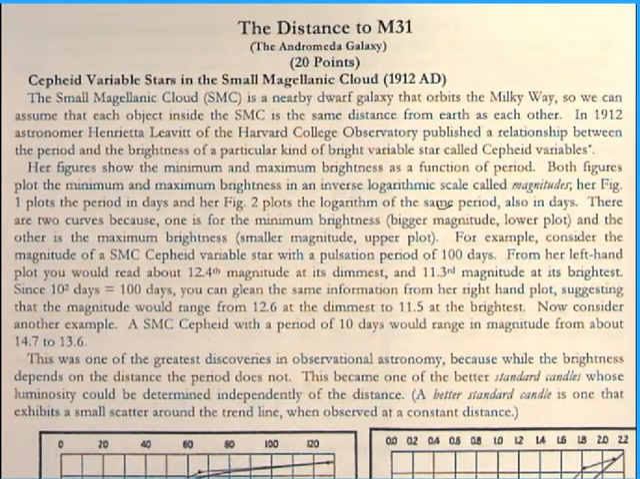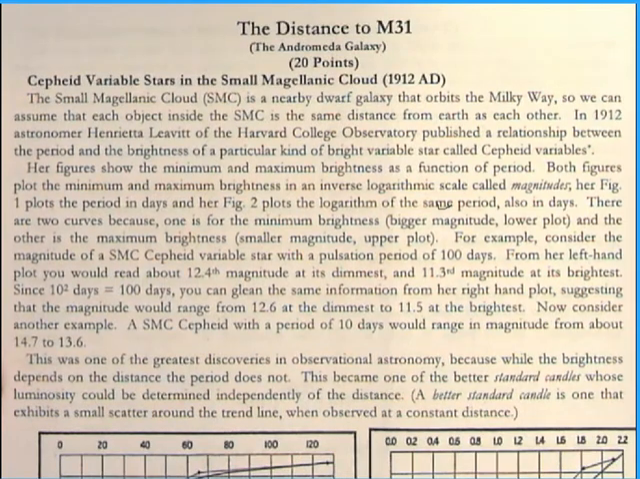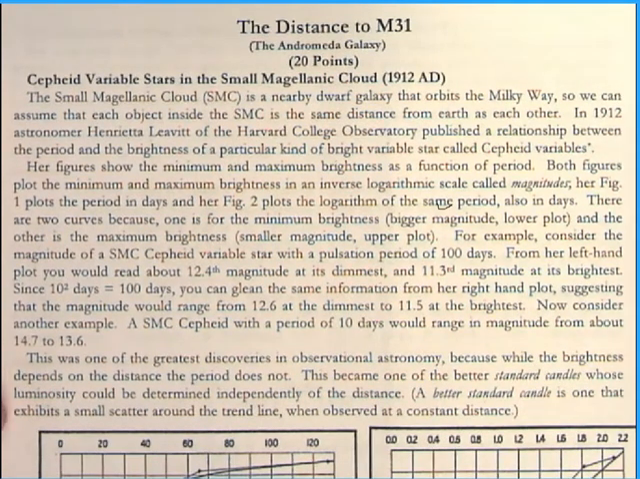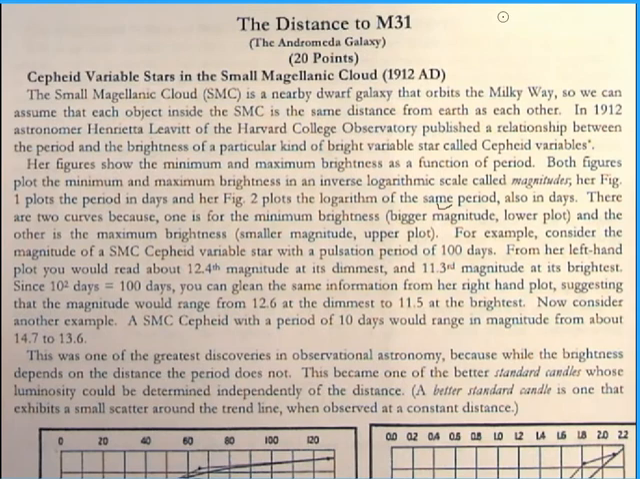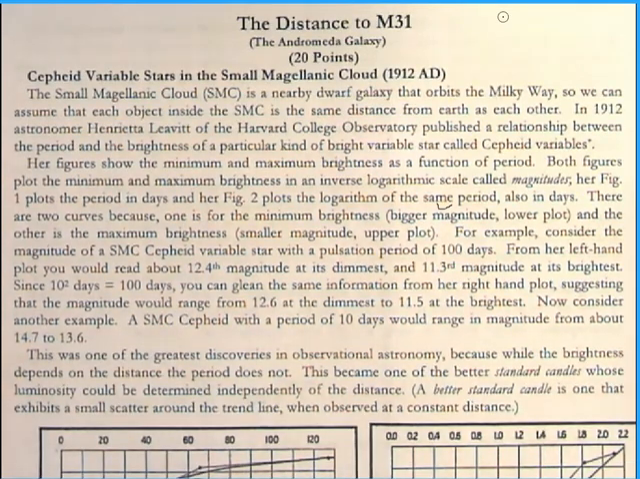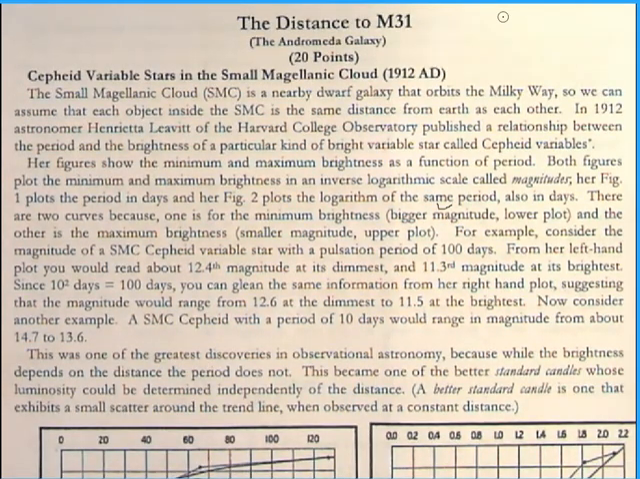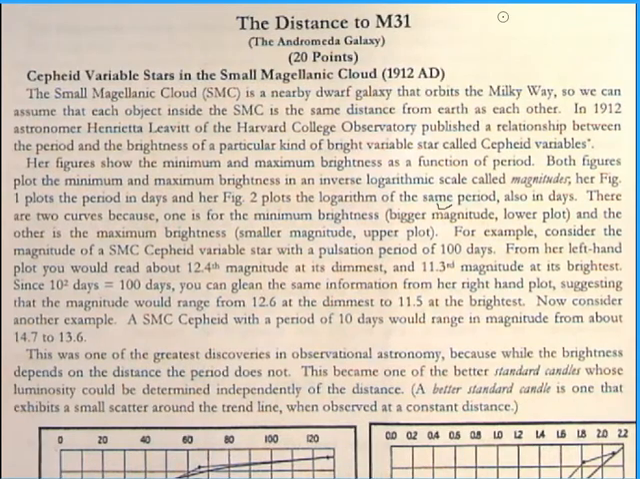Welcome to Astronomy. This is a how-to manual about how to solve problems in the Distance to M31 study guide. The purpose of this is to show you how to find the distance to the Andromeda Galaxy, pretty much as it was done historically. This is very important because it's going to be on the next test.